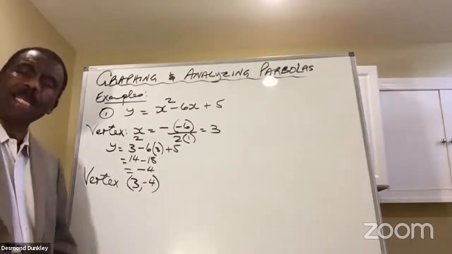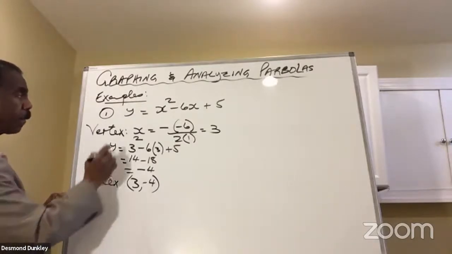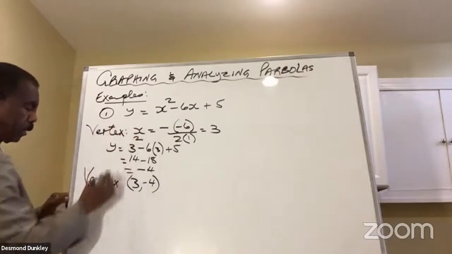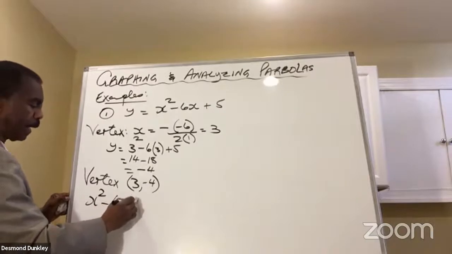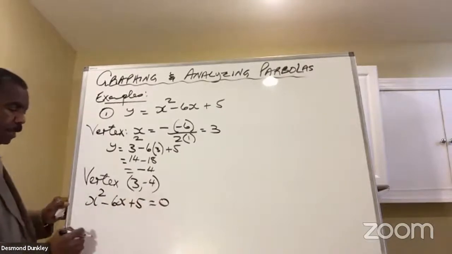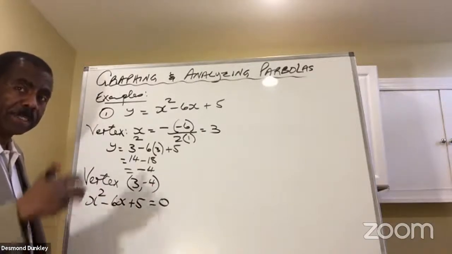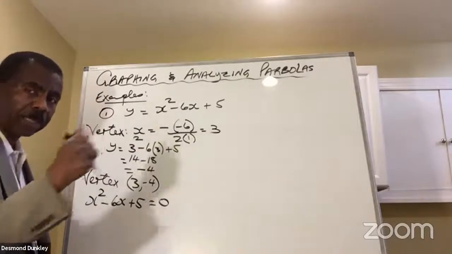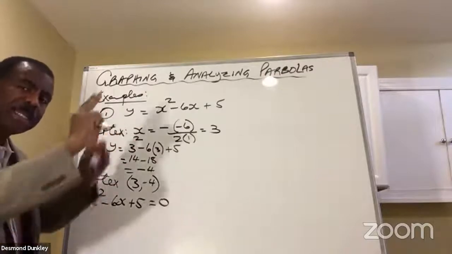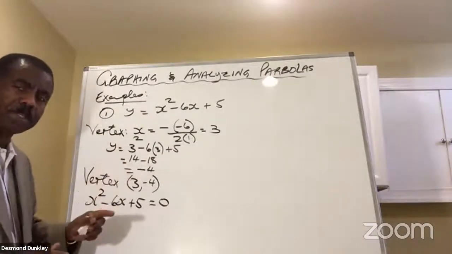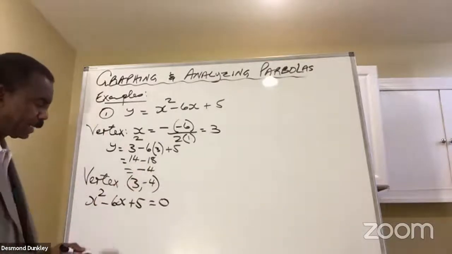Okay, let's get our x-intercepts. For the x-intercept, we know that y is going to be 0. So x squared minus 6x plus 5 equal to 0. And we have discussed how to solve quadratic equations. As a matter of fact, we discussed 3 methods: 1, factoring; 2, quadratic formula; 3, completing the square. All of that is done on a different session, Learning Together session. So search the videos, Desmond Dunkley. You will see it on the Brosis website and you'll get it.